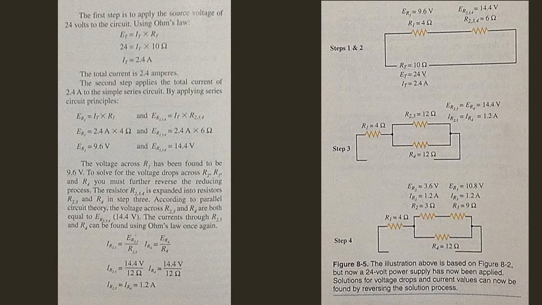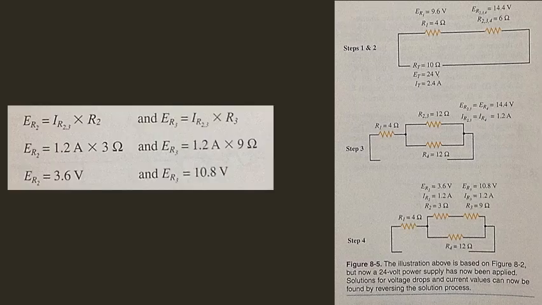And the current at R4 equals the voltage drop at R4 divided by R4, or resistance 4. The current at R4 equals 14.4 volts divided by 12 ohms, again equal to 1.2 amps. The final step is to find the voltage drops across R2 and R3.